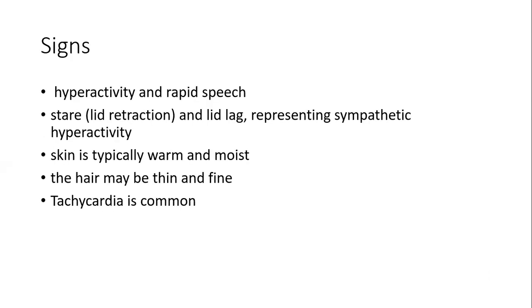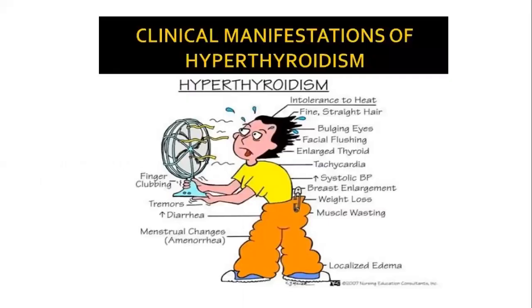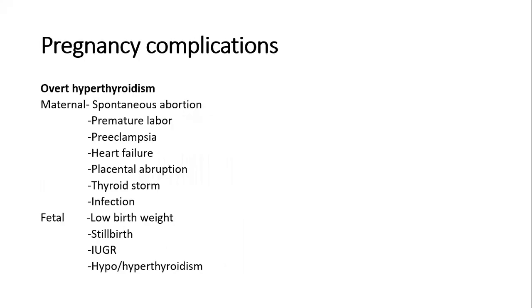You can also have signs like hyperactivity and rapid speech, stare and lid lag, which represent sympathetic hyperactivity. The skin is typically warm and moist. The hair may be thin and fine, and we can also have tachycardia. So this is a representation of the clinical manifestations of hyperthyroidism as described before.